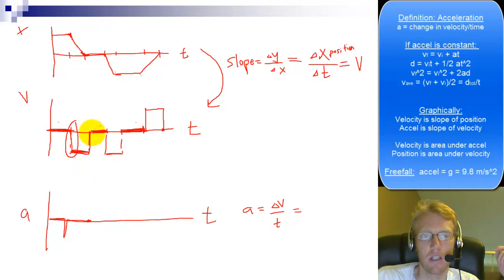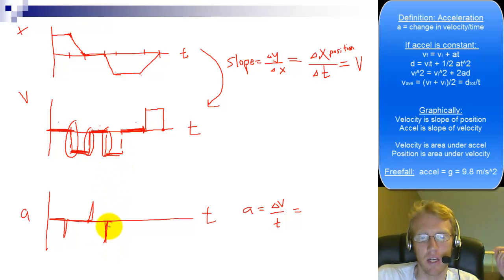And then from here to here, though, our velocity was negative, and now the velocity is 0. So that's a positive spike. We went from a negative value up to a positive. Now we're at 0 again here. Then right here we went from 0 to a negative velocity, so a negative spike.